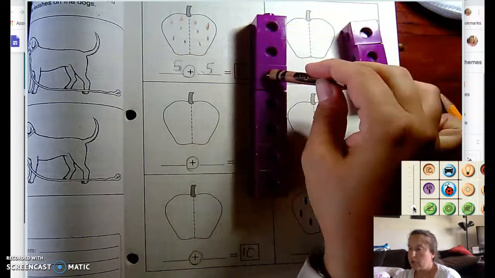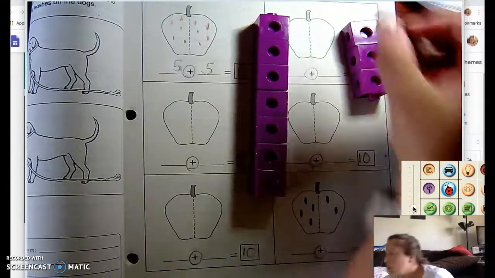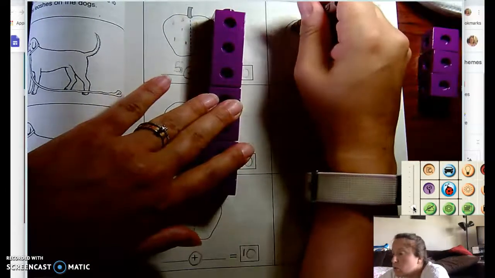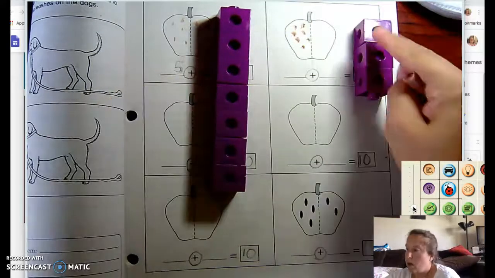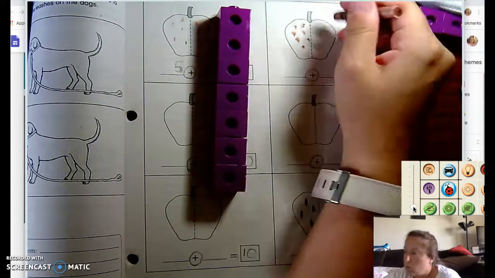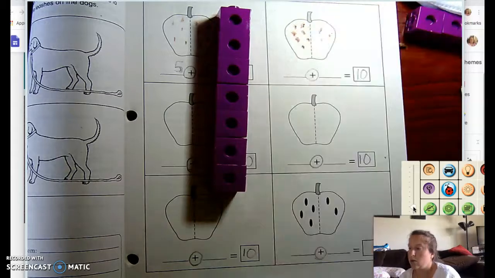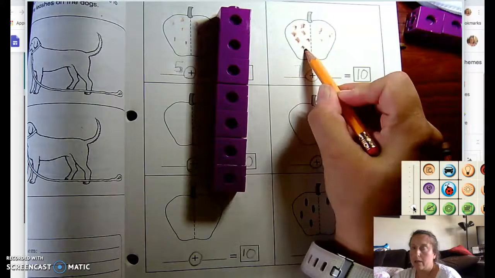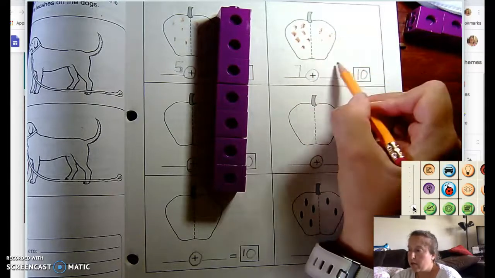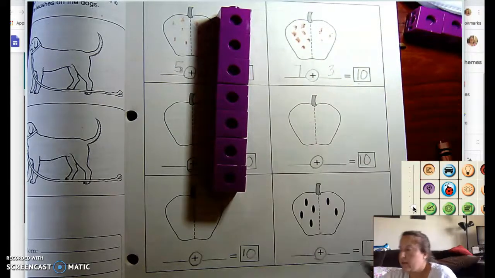1, 2, 3, 4, 5, 6, 7. 1, 2, 3. Okay. So now I'm going to make my number sentence. There are 7 seeds on this side and 1, 2, 3 on this side to make 10.